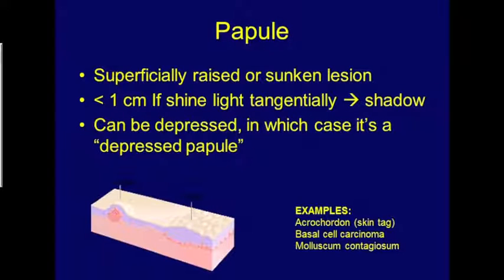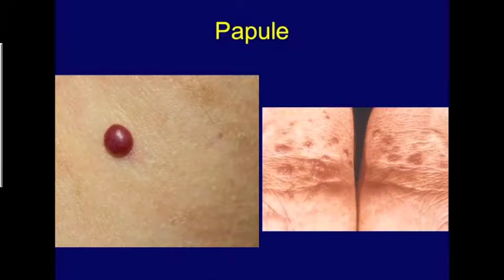Now, going into papules, we're talking about lesions that are raised, usually less than a centimeter. If you want to determine whether a lesion is flat or raised, it's good to shine a light from the side, which would create a shadow and determine whether the lesion is actually raised. If the lesion is depressed and sinks, it could be a depressed papule. Examples of what a papule would be: a basal cell or molluscum lesion. Clearly, those would be papules.